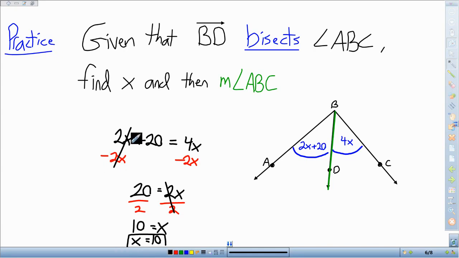Okay, we'd be done if they just said find x, right? But we also want to find the measure of angle ABC. All right, first let's figure out which angle is angle ABC. Well, if you notice, ABC is the entire thing. All right, but here's what I notice. This angle on the right is really simple. I just need to plug in my 10 for here. 4 times 10, this thing's 40, right? We can do that in our head. Okay, well, if this is 40 and we know these are congruent, this is 40, right? And if both angles are 40, what's the measure of the entire angle? Well, you guys know 40 plus 40, 80 degrees.